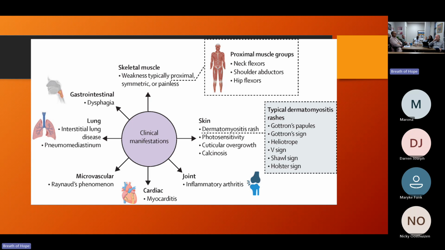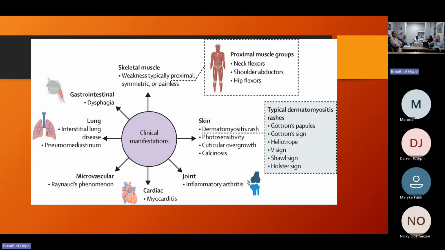V sign is quite typically seen on the V of the neck. However, in rheumatology, we do get a lot of rashes that appear on the V of the neck. So just be a little bit careful. Even something as simple as mast cell activation, they get this flushing around the neck.